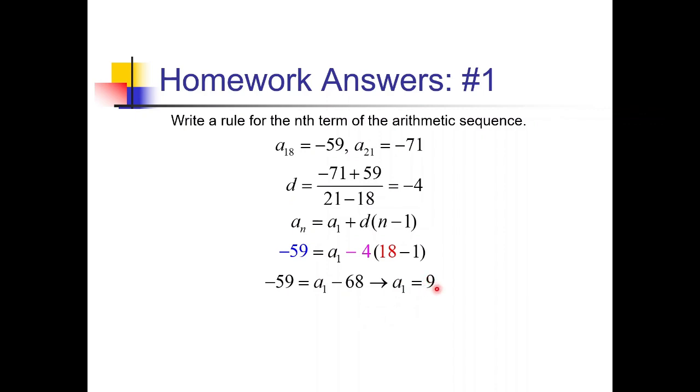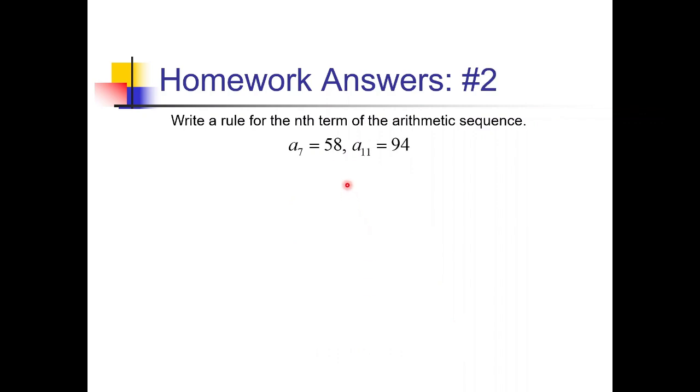All right, so let me plug this in with my d value that I found earlier into my nth term formula. So we have a sub n equals a1 value of 9 minus 4 times n minus 1. And let me simplify this. So we have 9 minus 4n plus 4. And then 9 plus 4 is 13, so negative 4n plus 13.